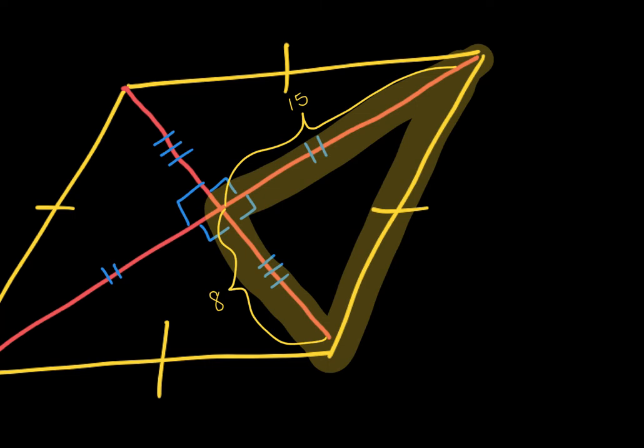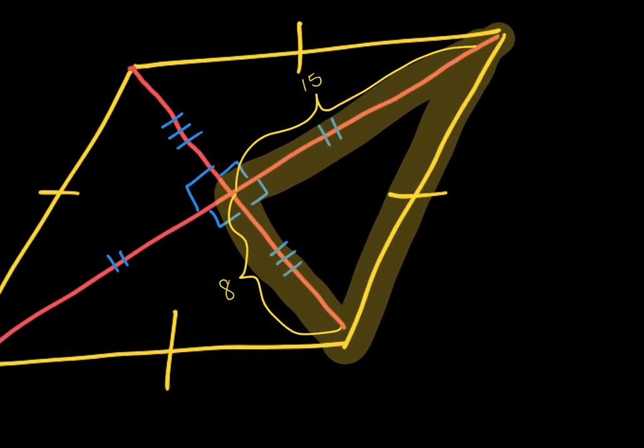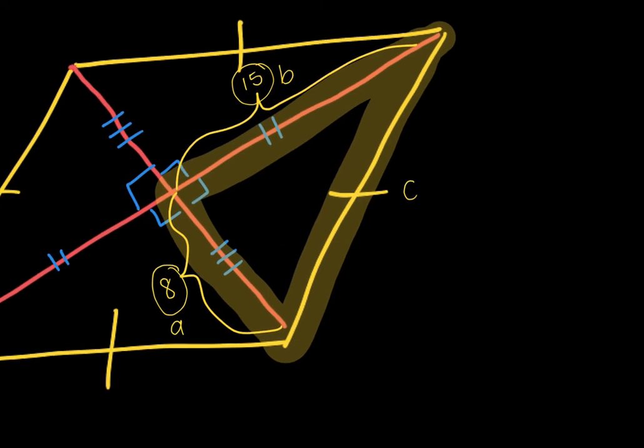Very good. Since the diagonals bisect each other, we just take the length of the diagonal and divide it by 2. So we've got 15 for one side and 8 for the other. All we need to find is our hypotenuse. So let's make 8 what? A or B? Or C? David, what's 8 going to be? It could be A, it could be B, okay? Let's make it A, let's make 15 B, and now we just solve for C.